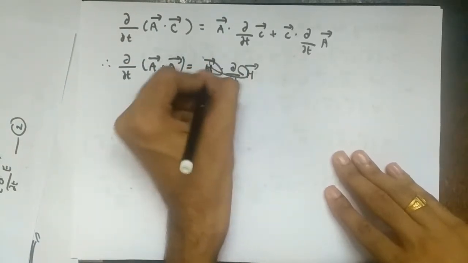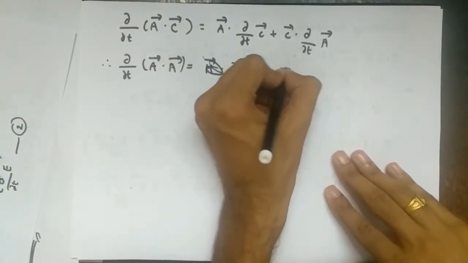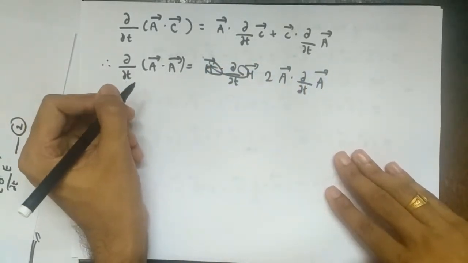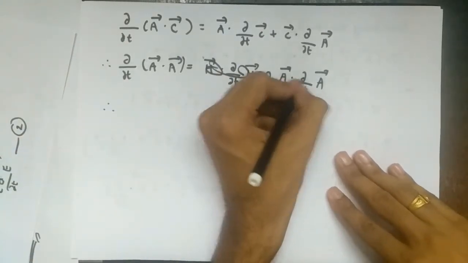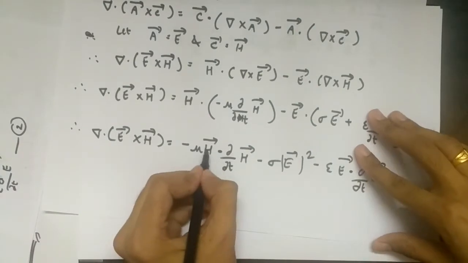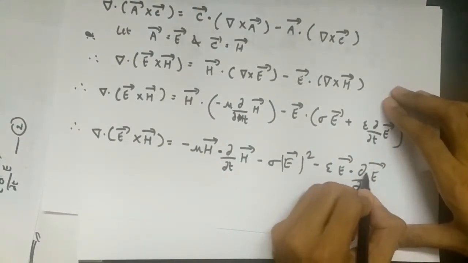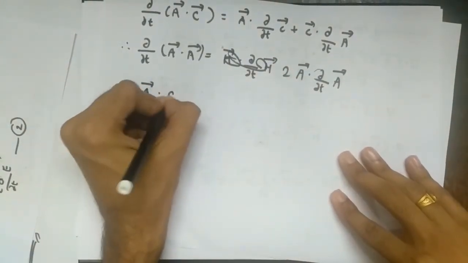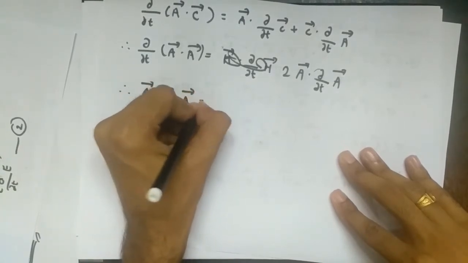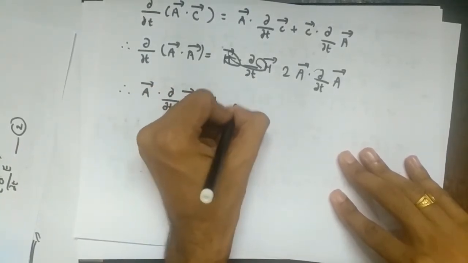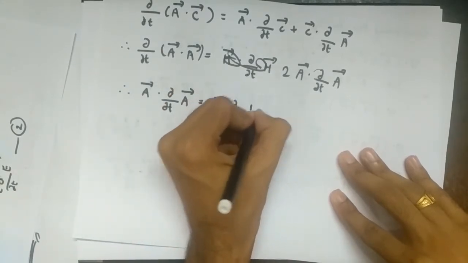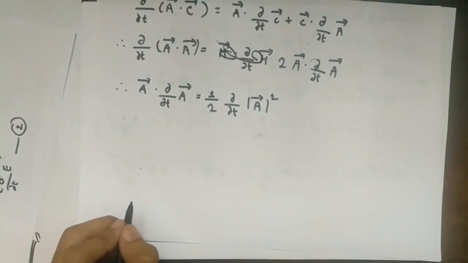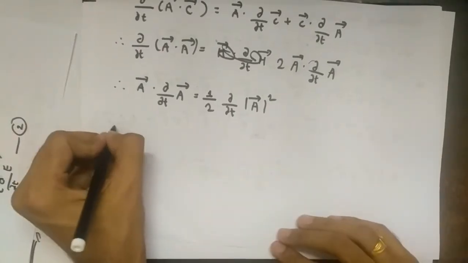Sorry, I am taking A, right? So this will be 2 times A vector dot ∂/∂t A vector, right? So what is A vector dot ∂/∂t A vector? Because I want H dot ∂/∂t H vector and E vector dot ∂/∂t E vector, that's why I'm finding this term. Therefore A vector dot ∂/∂t A vector equals 1/2 ∂/∂t magnitude of A vector squared, right? Again, this is a standard mathematical identity. So you have to remember this. You don't have an option.